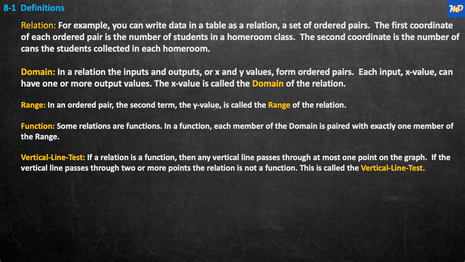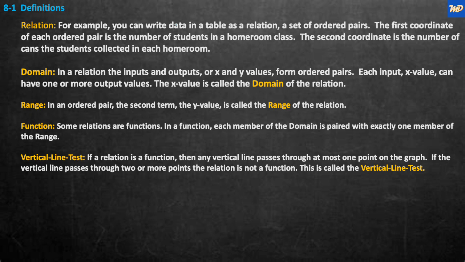So I'd like to start this lesson, this review, if you will, with a few definitions. First of all, let's define a relation. For example, you can write data in a table as a relation, a set of ordered pairs. The first coordinate of each ordered pair is the number of students in a homeroom class. The second coordinate is the number of cans the students collected in each homeroom.